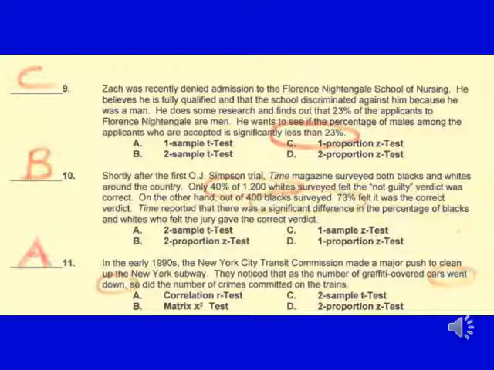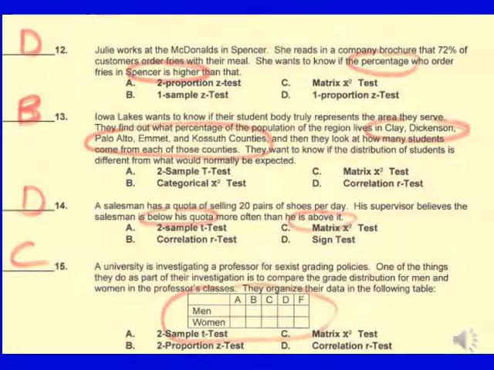Then when you go down to number 11, again we've got something like "went down," and that kind of tells us it's going to be a correlation R test. On number 12, we want to know about the percentage, and we want to know if Spencer is higher than what it is nationwide. That's why it's a 1 proportion z-test.